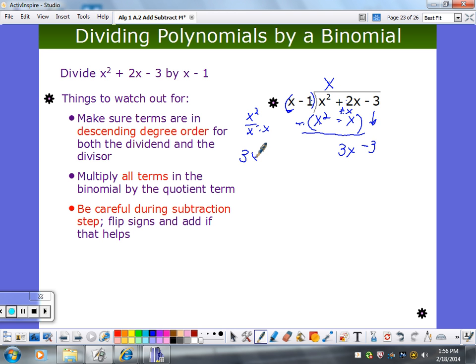Try again. X times what is 3x? Good. Be careful you're not subtracting or dividing. So 3 times x is 3x. 3 times negative 1. And now I'm subtracting. 3x minus 3x is 0. Negative 3 minus negative 3, that's a plus 3. Also 0. So think of it: 3x minus 3 minus the same thing is 0. That's my remainder, no remainder.